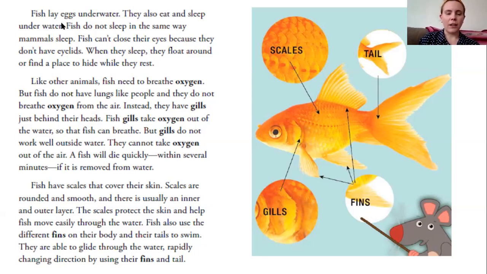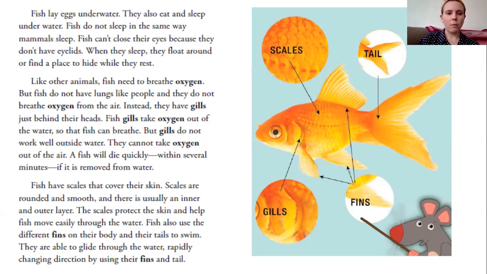Fish lay eggs underwater. They also eat and sleep underwater. Fish do not sleep in the same way mammals sleep. Fish can't close their eyes because they don't have eyelids. When they sleep, they float or find a place to hide while they rest. Like other animals, fish need to breathe oxygen. But fish do not have lungs like people, and they do not breathe oxygen from the air.